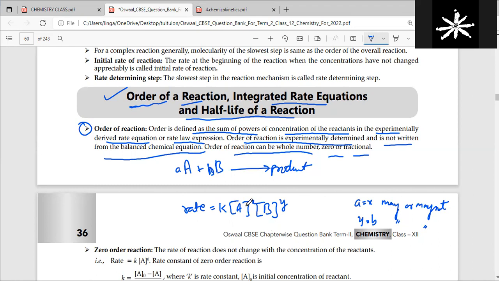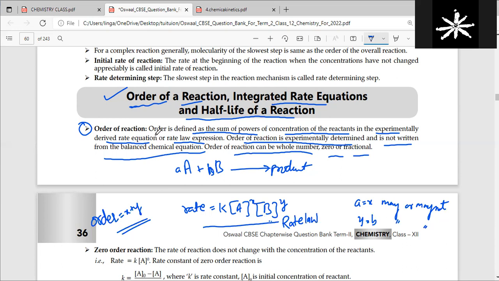Not sure. So how we will get this x and y? That is experimental data. Experimentally we will get it. Then what is the order? The order is equal to x plus y. Then what is this representation? This is the rate law.